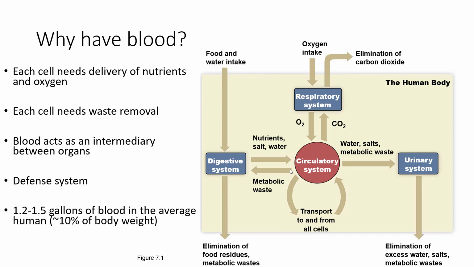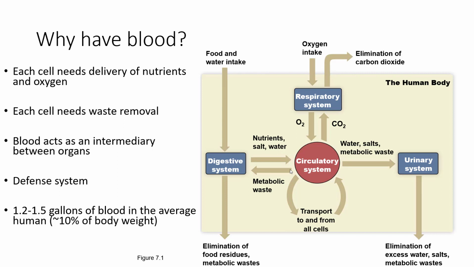Blood acts as an intermediary between organs. If you remember back when we talked about hormones, the hormones are being delivered from endocrine glands to their target organs. Blood is also a defense system in the body, allowing the body to react systemically to a large-scale threat.